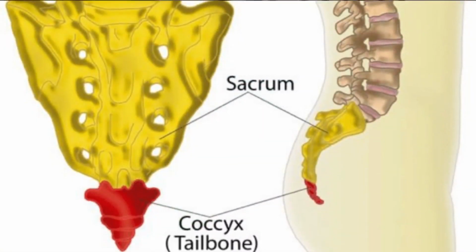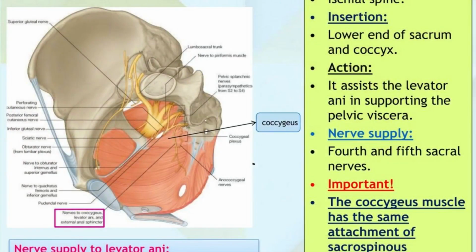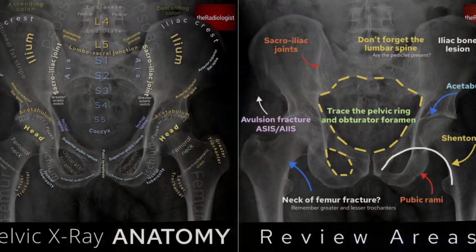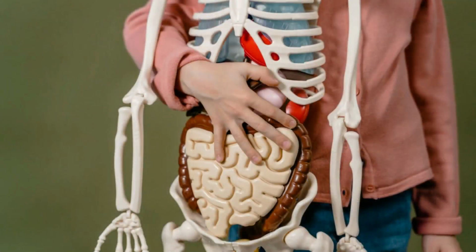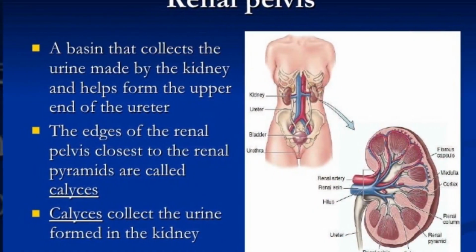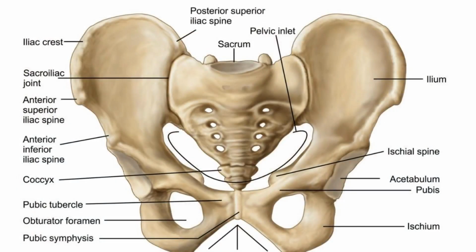Next is the coccyx, or tailbone. The coccyx is a small triangular bone located below the sacrum. It provides attachment points for muscles and ligaments and supports the weight of the body when sitting. Second is the pelvic cavity, pelvic inlet and outlet. The pelvic cavity is a space enclosed by the pelvic bones. It contains and protects internal organs, such as the reproductive organs, urinary bladder, and part of the digestive tract. The pelvic inlet, or superior pelvic aperture, and outlet, or inferior pelvic aperture, are openings that allow for the passage of structures such as blood vessels and nerves.